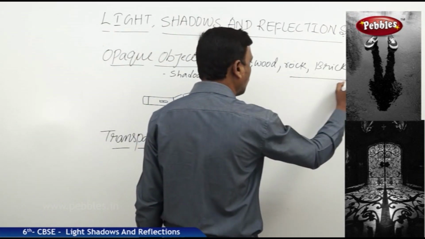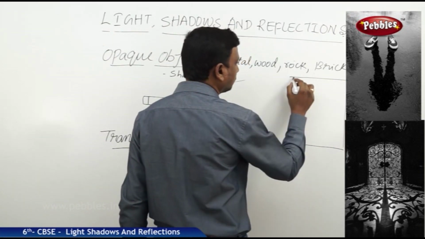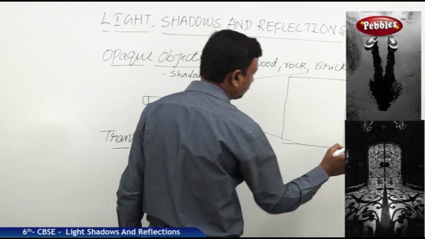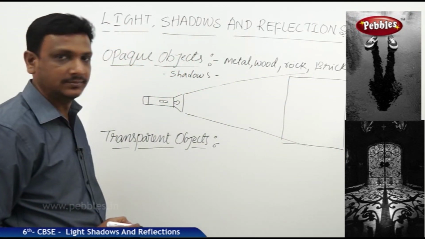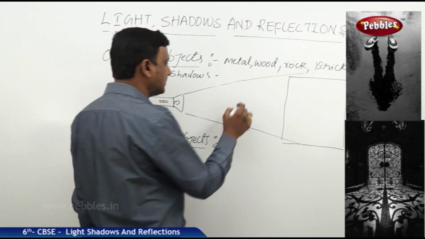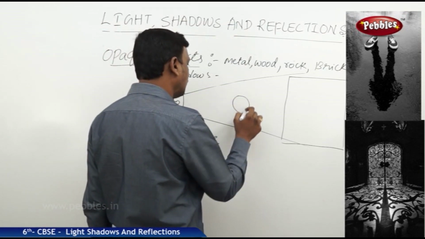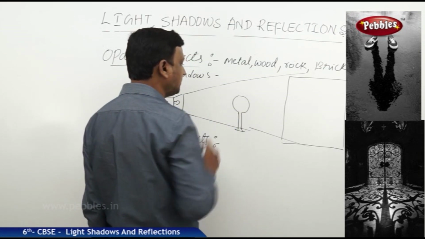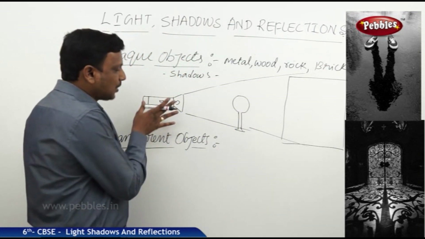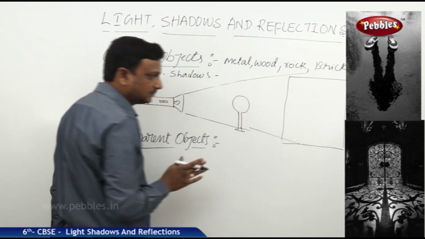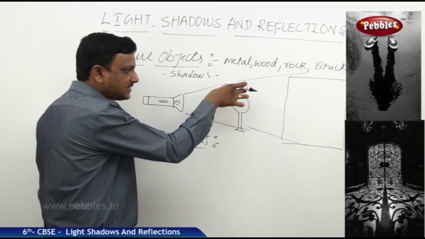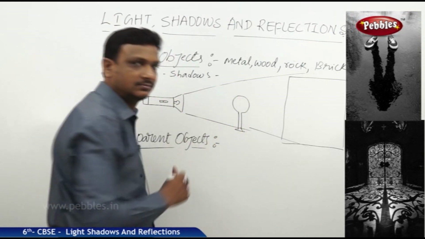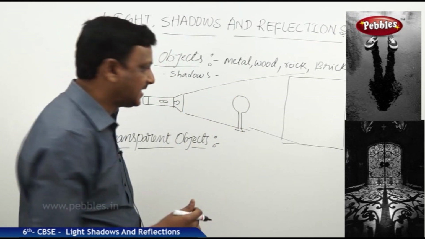Here I have a cardboard fixed. By the light it falls here. I can see the cardboard white in color. Now I am placing a circular board with a stand like this. I kept it here. As the light is falling here, for the path of light there is an obstruction. It is obstructing the light.